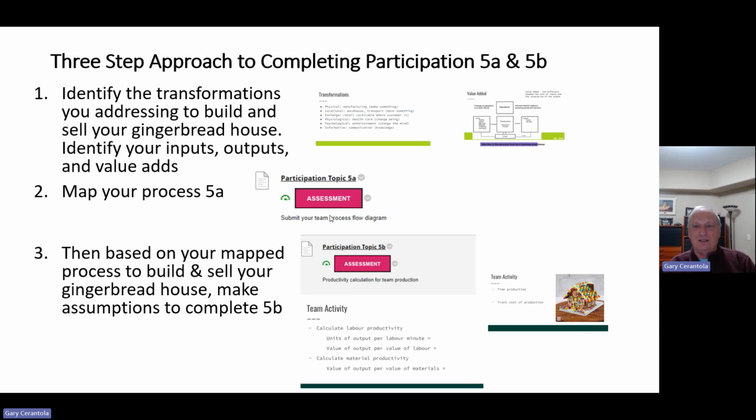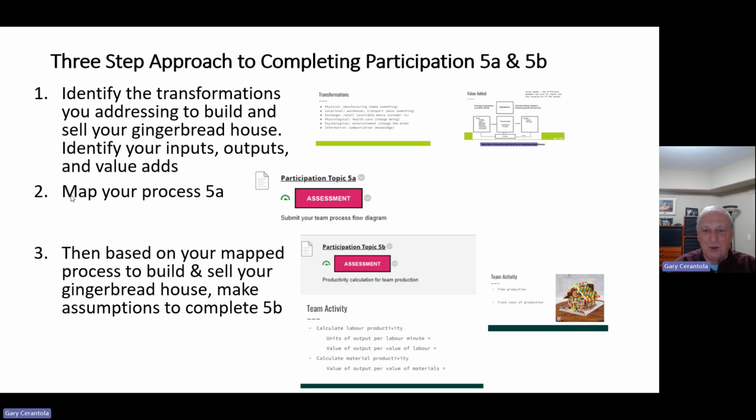So now we're getting right to a 3-step approach to completing participation 5A and 5B. 1, identify the transformations you're addressing to build and sell your gingerbread house. That's what you're building. Identify your inputs, identify your outputs, and identify the value add. So what are you doing in terms of a gingerbread house? What's the value add? Well, it's something that maybe somebody didn't want to build on their own. So it's putting together a decorative piece of something you can eat. And you use your imagination and your creativity to identify these things.